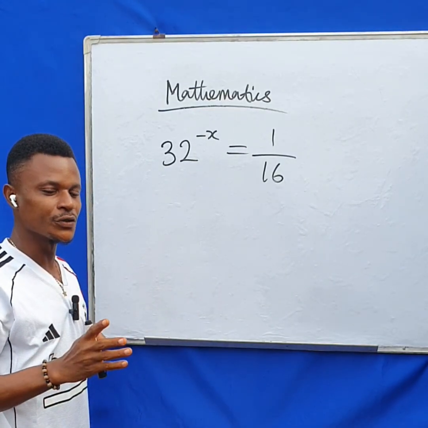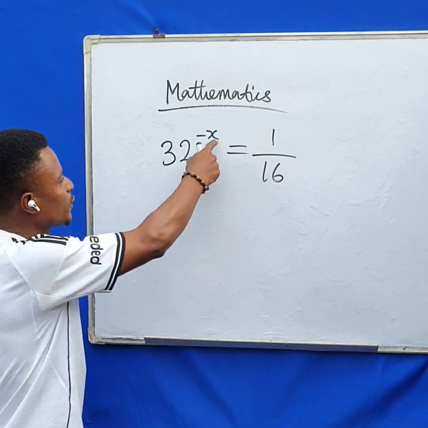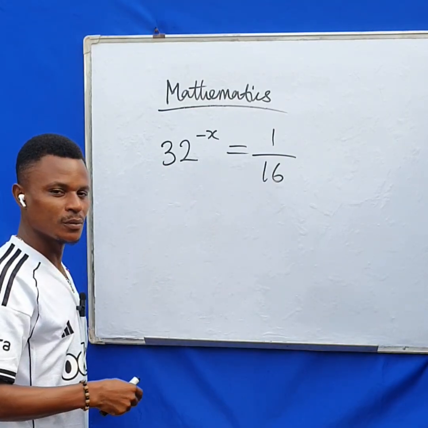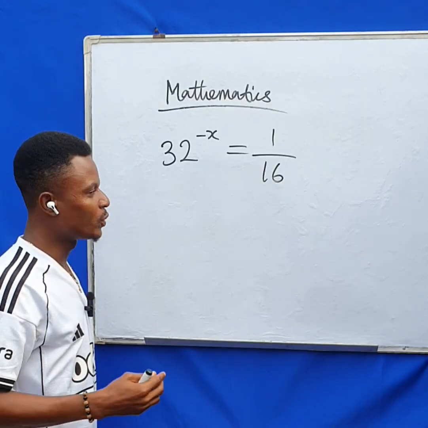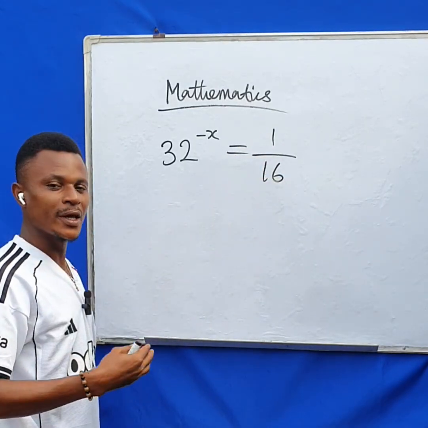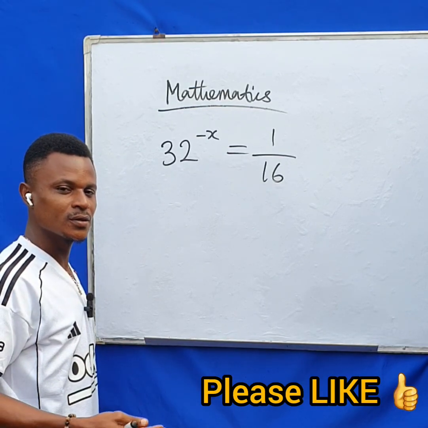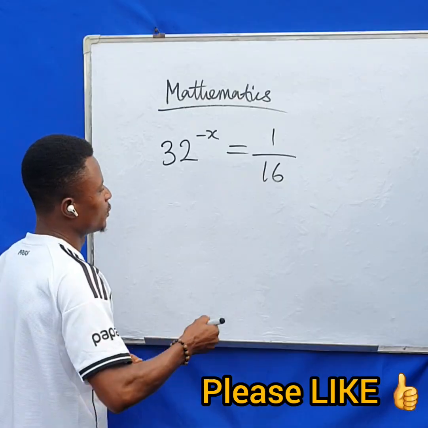If you want to solve this question correctly, first of all, because the left-hand side of the equation is in exponential form, we have to rewrite the right-hand side also to be in exponential form. Now the question is, how do we do that? It's very simple. Here's the solution.